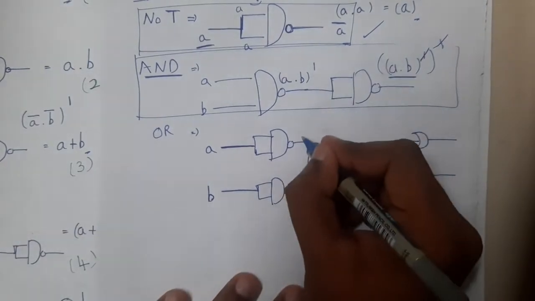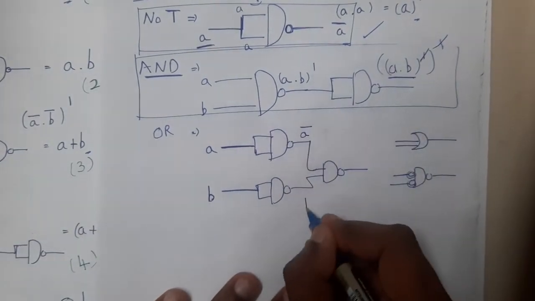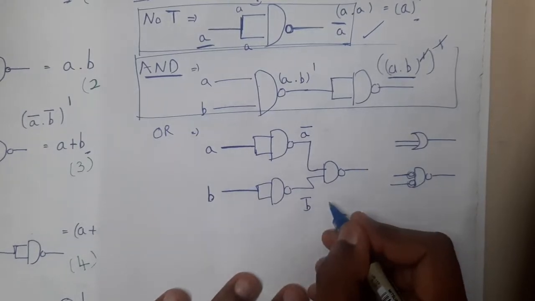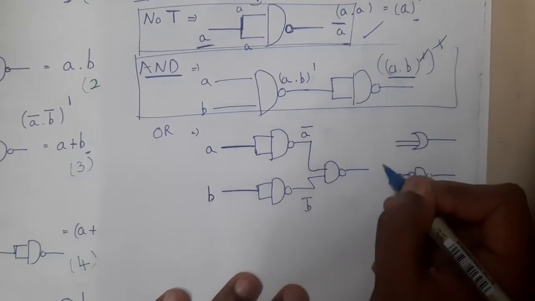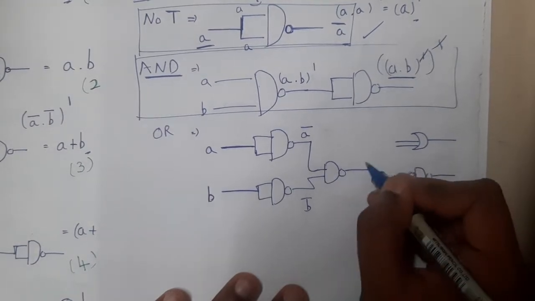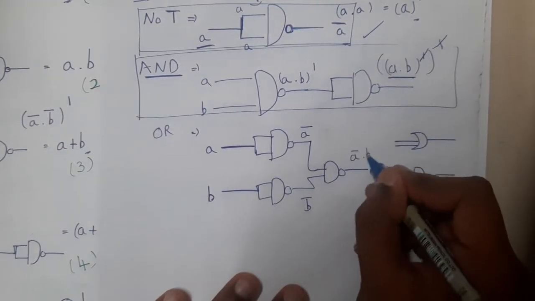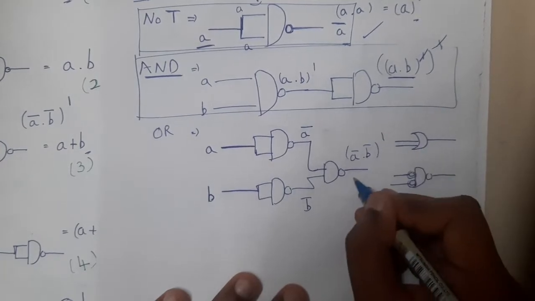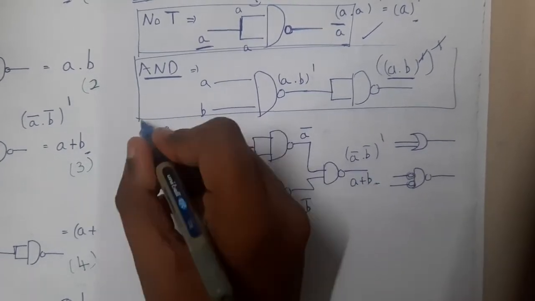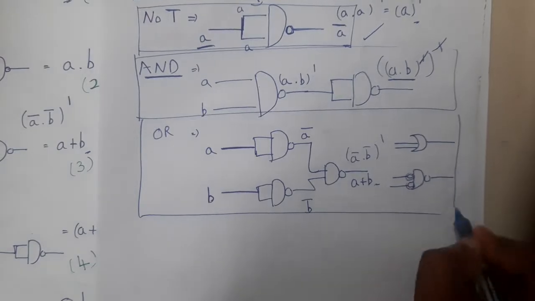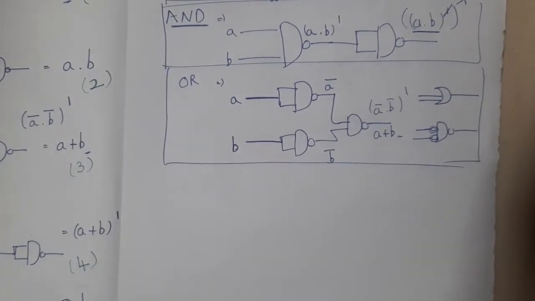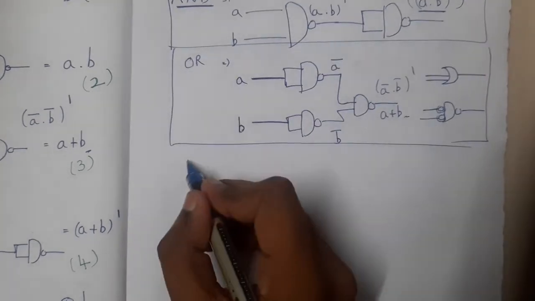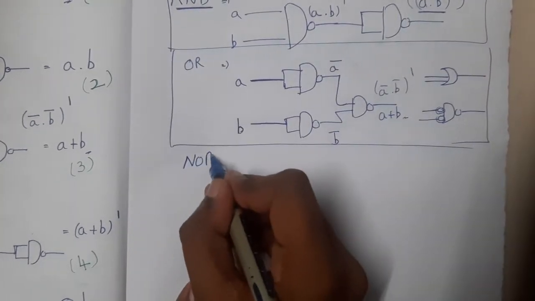So this is giving the output A bar and this is giving the output B bar, right? Yes. So what is the end output which you will be getting, guys? Here we have A bar and here we have B bar. So (A bar dot B bar) whole bar, that is nothing but A plus B, right? So we got OR gate. That's quite interesting, right? Yes. So now you are getting some basic idea, right? Yes. Now let us continue with the NOR gate.